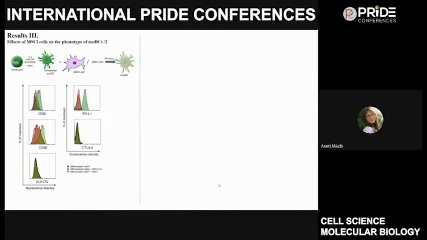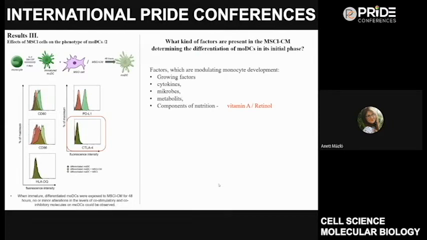Interestingly, when the immature but already differentiated MODCs were exposed to MHC conditioned media for 2 days, no or just minor alterations in the levels of co-stimulatory and co-inhibitory molecules on MODCs could be observed. These results suggest that MHCl-derived secreted mediators affect the generation of the immune regulatory MODC phenotype only at the initial stage of their development. Thus, our next question was what kind of factors are present in the MHC conditioned media determining the differentiation of MODCs in its initial phase or steps.